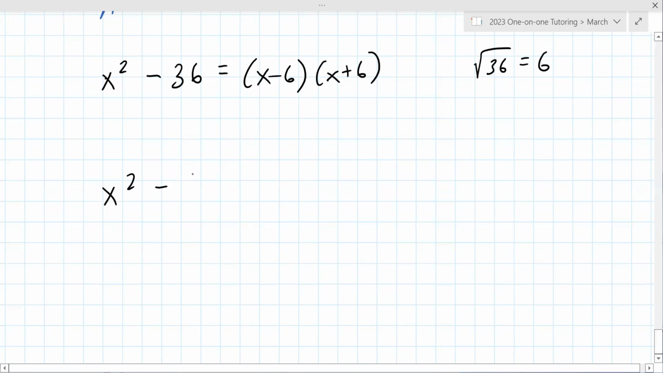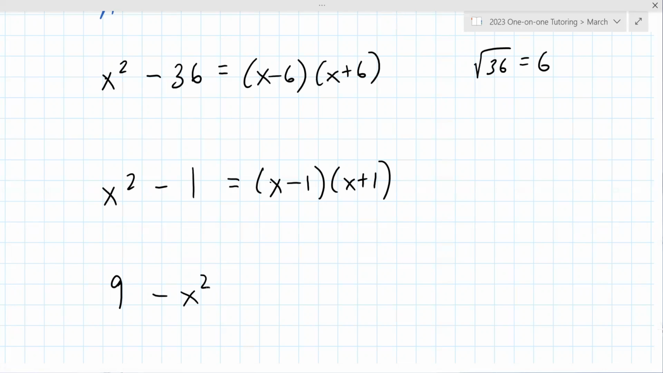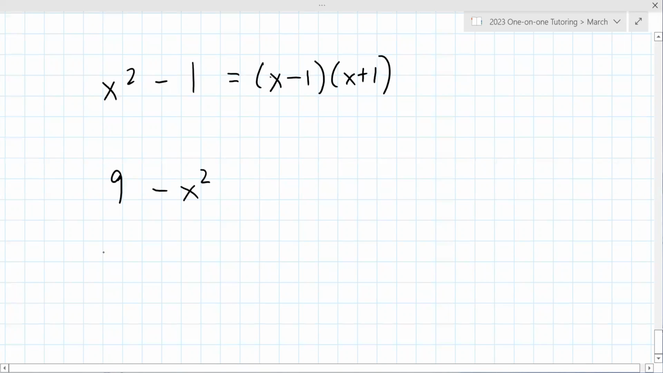How about x squared minus 1? Would that just be x minus 1, x plus 1? Yes. Actually, let me change this up here. Let's say I give you 9 minus x squared. No, it's a 9. So what squared minus what squared? 3. So your a is 3 this time.